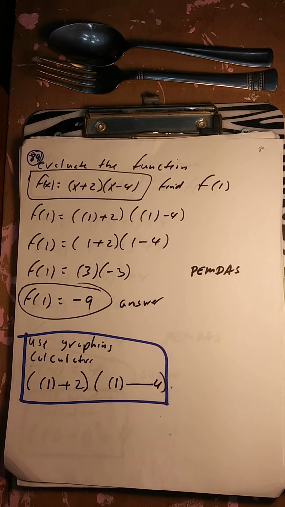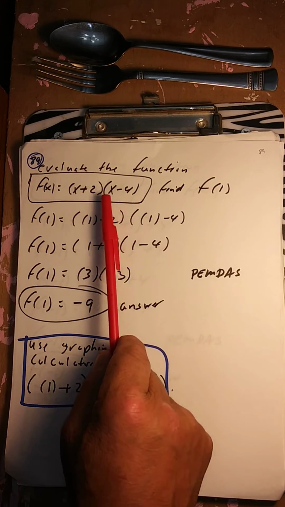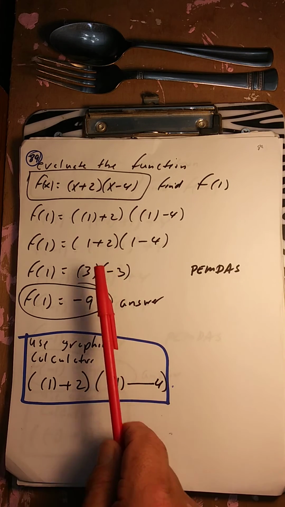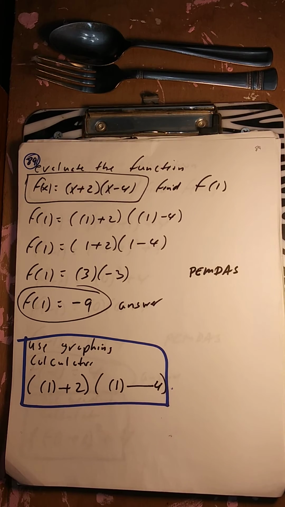Evaluate the function. Put a 1 in there. So 1 plus 2 and 1 minus 4. So 1 plus 2 is 3 and 1 minus 4 is negative 3. A positive 3 times a negative 3 is a negative 9.